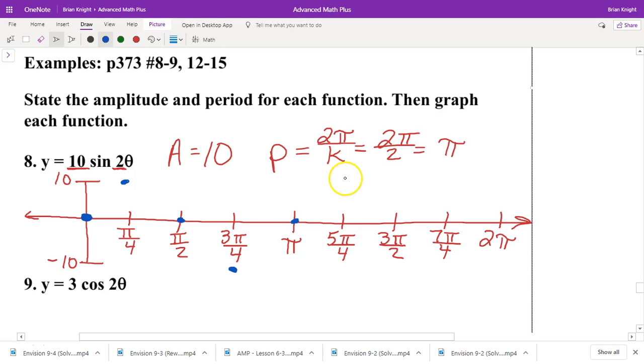So at 5 pi over 4, I'm up here at a maximum. At 3 pi over 2, I'm back touching the x-axis. At 7 pi over 4, I'm down here at a minimum. At 2 pi, I'm back on the line. And then you just draw your beautiful little wavelength.